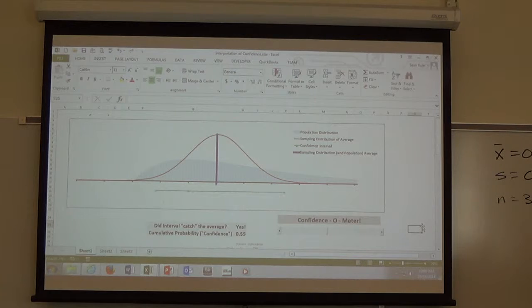So this is just another intuitive idea. With confidence, confidence is not a promise, it's simply an average. If you're at 95% confidence, you're going to catch your parameter how often?